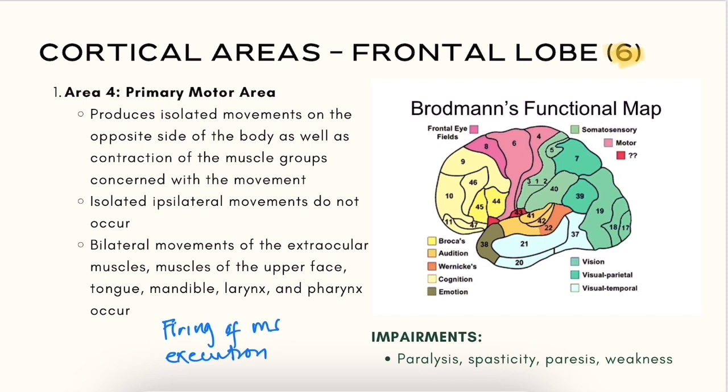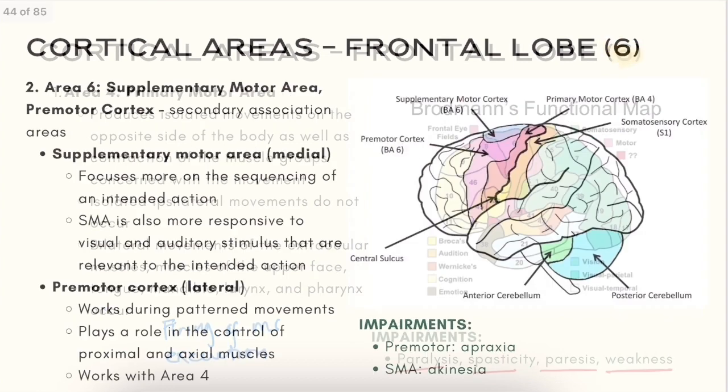And this is responsible for your corticospinal tract. So what happens if there is a lesion in area 4? What could happen? If there are impairments, paralysis, spasticity, paresis, and weakness could happen in the body.